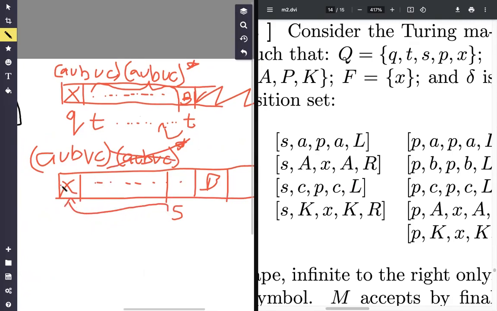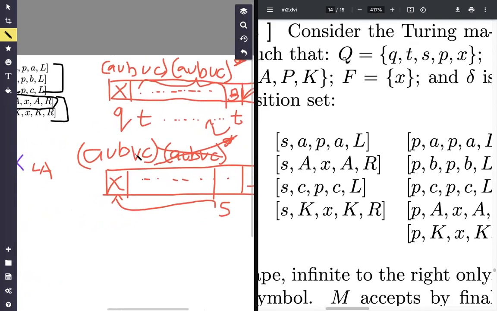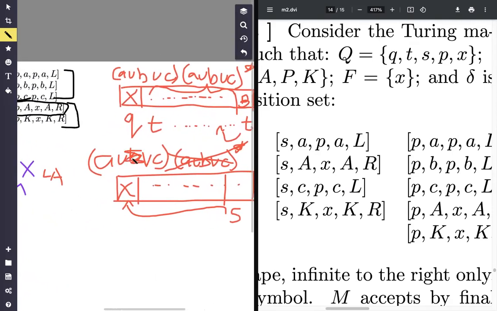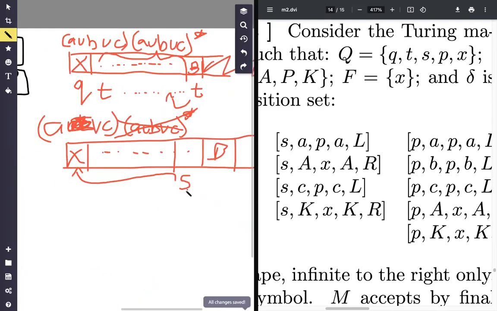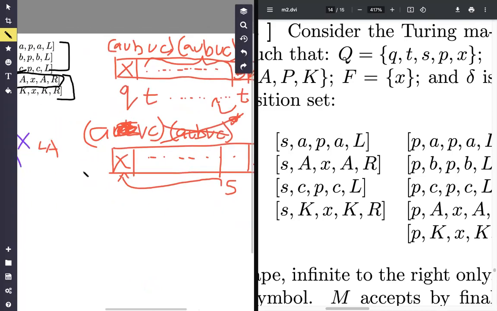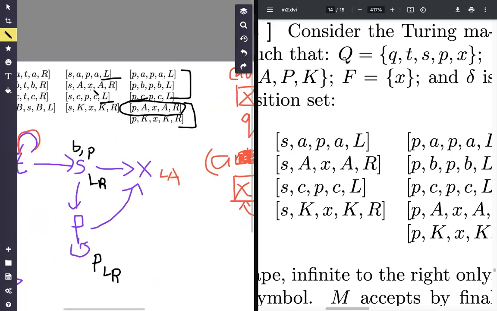And remember I made it generic, but now I actually explicitly don't want a B, right? Because a B is now going to turn into a capital P. The only way I get a capital A or a capital K is with an A or C. Which means I go to state S, I see a capital A or a capital K, and I go to state X and I move to the right.